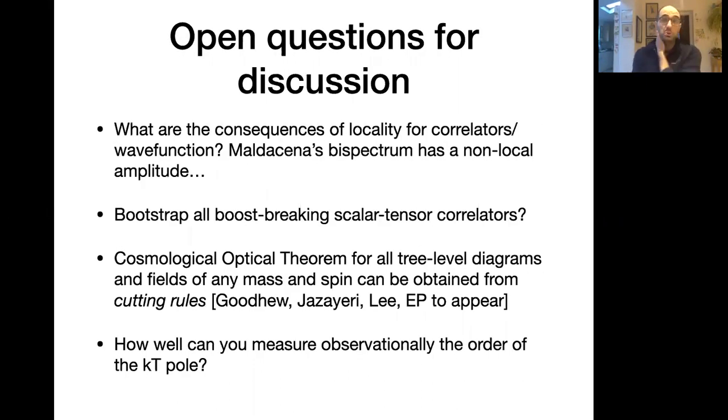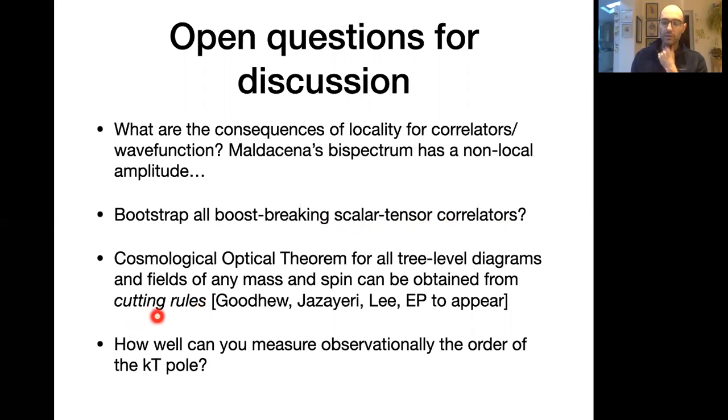And I just wanted to mention some open questions or things that people could be interested in thinking about or working on. I don't think locality is fully understood in this setting. If I gave you a three-point correlator, I think we still don't know what are the necessary and sufficient conditions for it to come from a local theory. I don't think we have finished computing all possible correlators, including tensors, especially the correlators that come in the effective theory of inflation with tensors have not been computed, although they should follow from these rules.